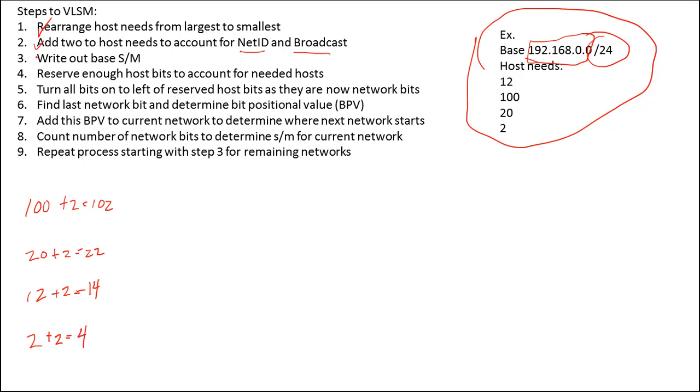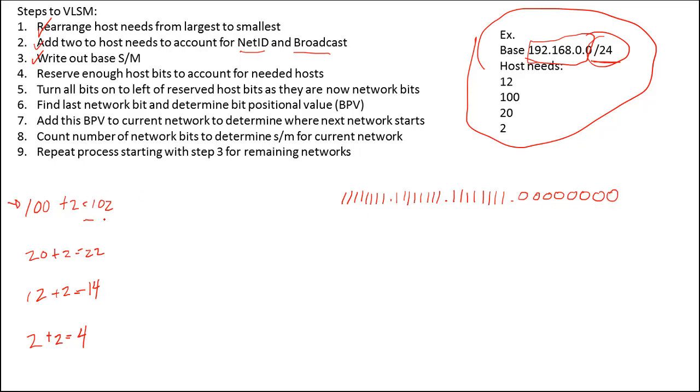Okay? Now the next step, we start with our very first network here and we write out our base subnet mask. Our base subnet mask is this /24. So 1, 2, 3, 4, 5, 6, 7, 8, 9, 10, 11, 12, 13, 14, 15, 16, 17, 18, 19, 20, 21, 22, 23, 24. So there's our network bits. We got to finish it out. 25, 26, 27, 28, 29, 30, 31, 32. Those are our host bits.